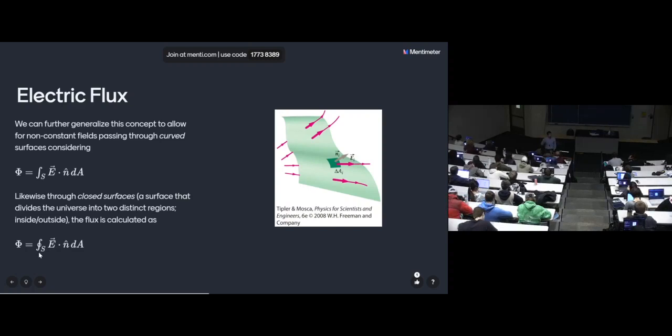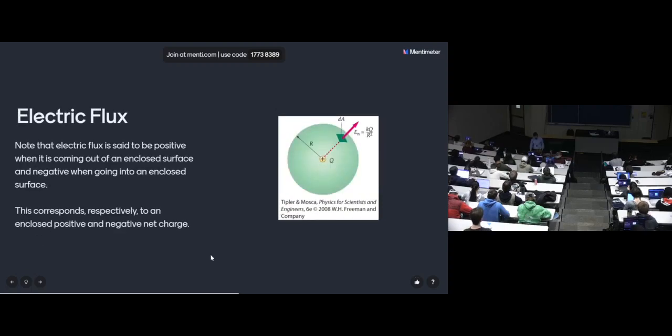A closed surface integral is needed when you can define by the surface something that is inside and something that is outside. A closed surface integral is when a surface creates an inside and an outside. If your surface does not create an inside and an outside, then you'd have the surface integral right here. This is important.